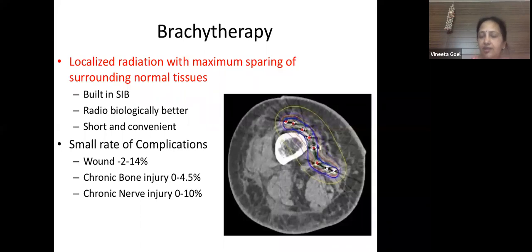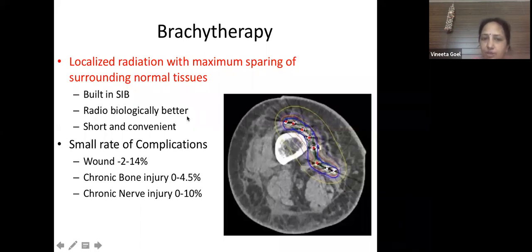Brachytherapy has another advantage. Brachytherapy has a built-in simultaneously integrated boost. For example, the area in the immediate vicinity of the catheter, where this red dot is representing the catheter and the position of the source, gets something like 200 or 300% dose, while at 5 millimeters, you will get something like 100% or 90% dose. So there is a built-in SIB which is always there in brachytherapy.